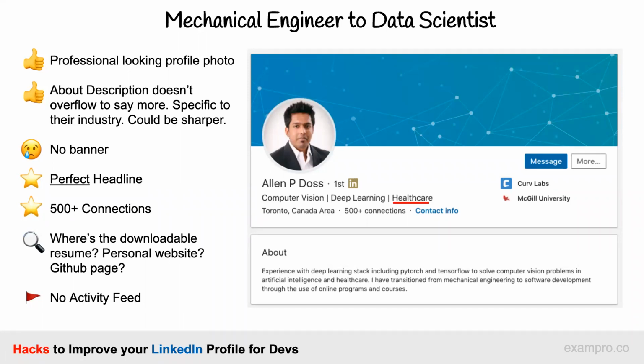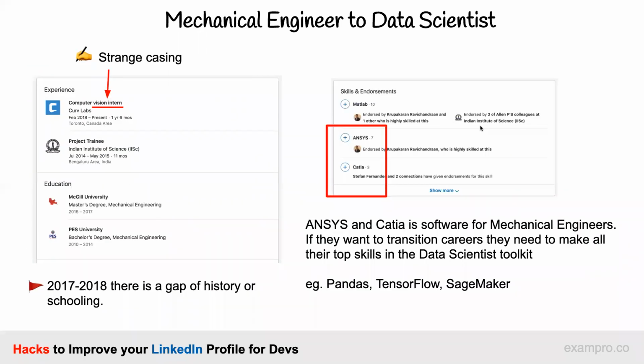So that's your place to put content. Going into the second part here, we have under experience. So we have computer vision intern. We have a bit of strange casing here. It's not a big deal. It's superficial. I think it's a bit more relaxed in Toronto, which is an international city.